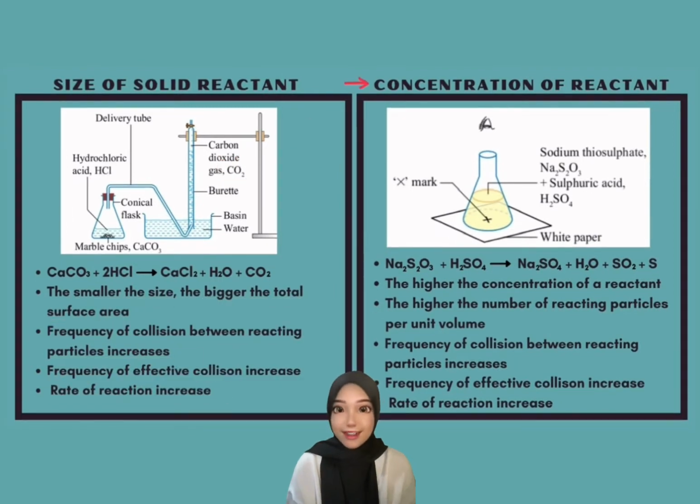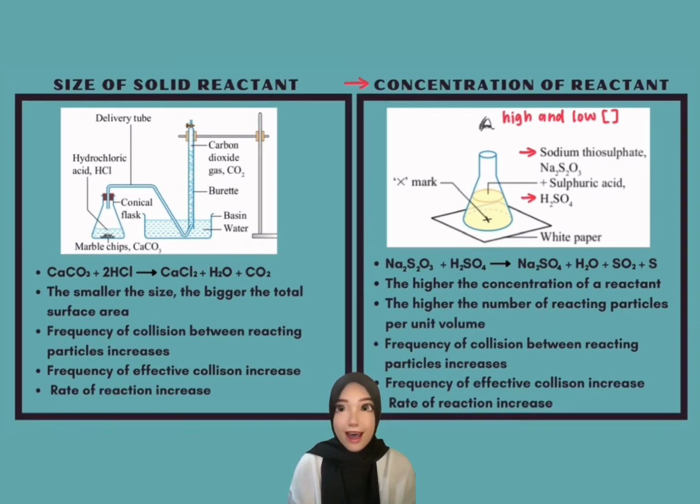The second factor is concentration of reactant. For this factor, we use the experiment between sodium thiosulfate and sulfuric acid as a reference. We use a high and a low concentration of sodium thiosulfate to compare the rate of reaction between these two experiments.